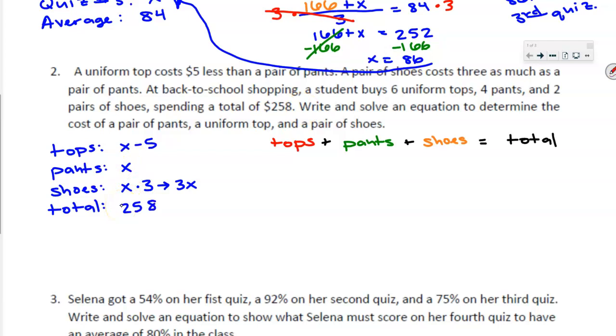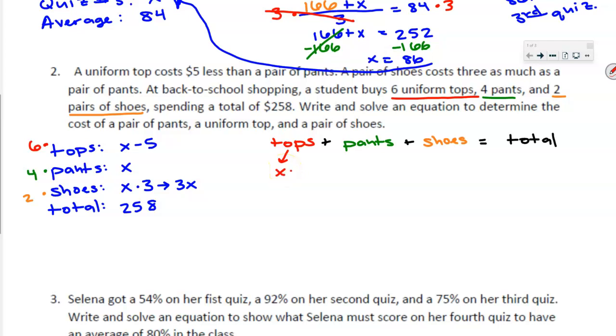So now we can start substituting some of this information in. How many tops did I buy? Looks like we bought 6 uniform tops. So I spent this amount 6 times. It looks like I bought 4 pairs of pants. So I spent this amount 4 times. And I bought 2 pairs of shoes. And that means I spent this amount 2 times. When I bought all of those things, I spent a grand total of $258. So this makes sense that all of the tops plus all of the pants plus all of the shoes will equal the total. Now we just substitute in our expressions.